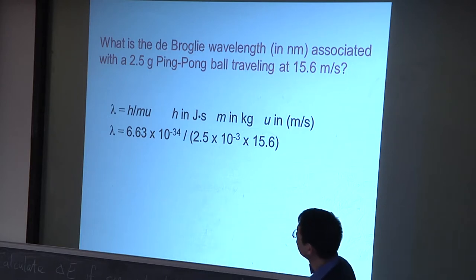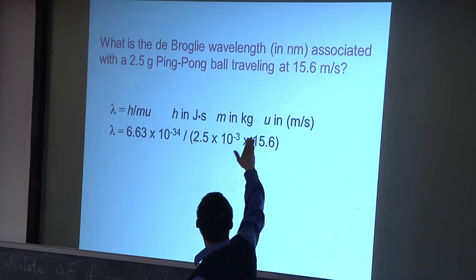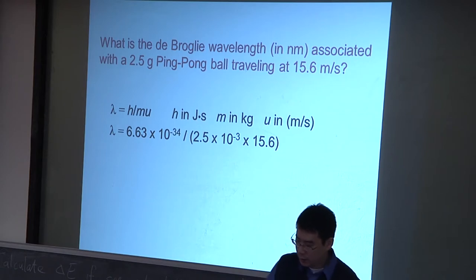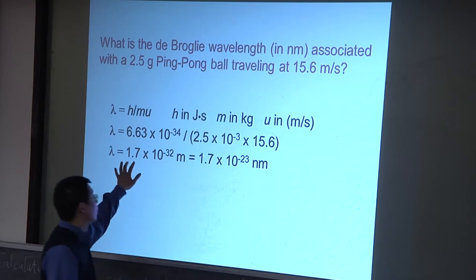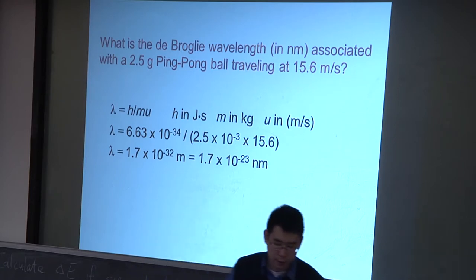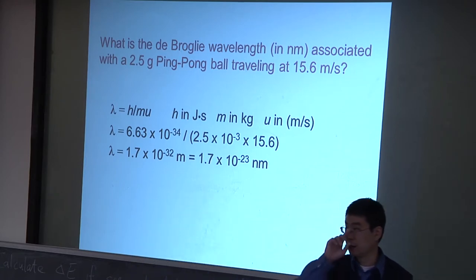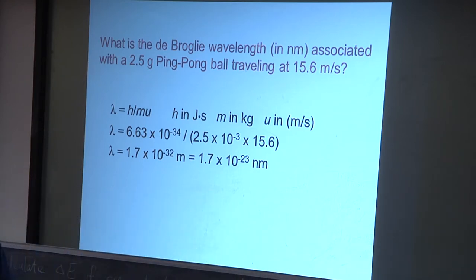And so you're going to get 6.63 times 10 to the negative 34th, that's your h, divided by your mass in kilograms times meters per second. And when that all works out, you're going to get a wavelength equal to 1.7 times 10 to the negative 32 meters or 1.7 times 10 to the negative 23rd nanometers. Is that big or small? That's very, very small, right? And then as the mass increases, what happens to the wavelength? Mass is in the denominator, right? So if the mass increases, the wavelength becomes even smaller.